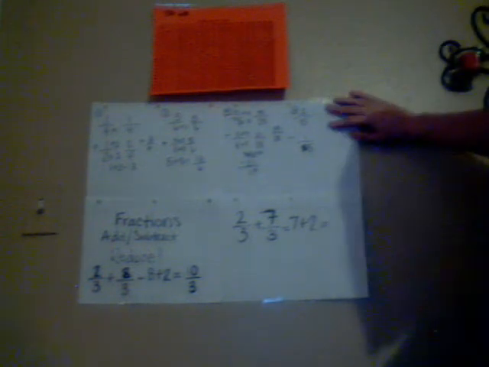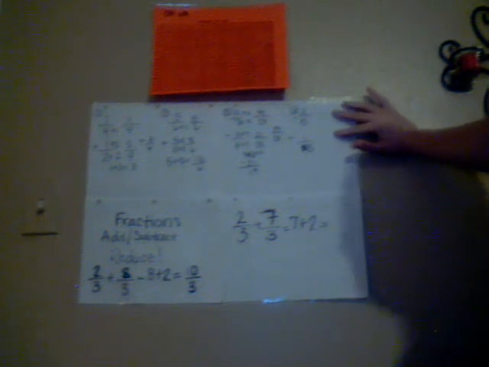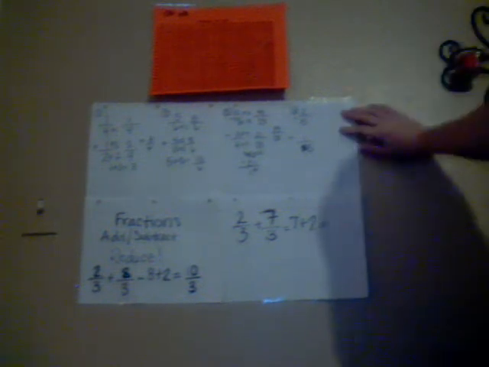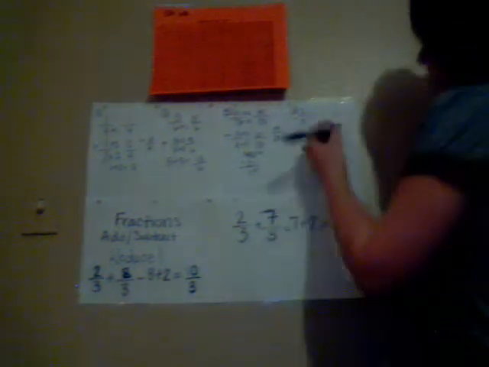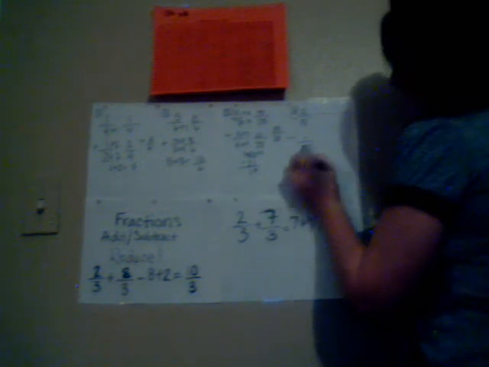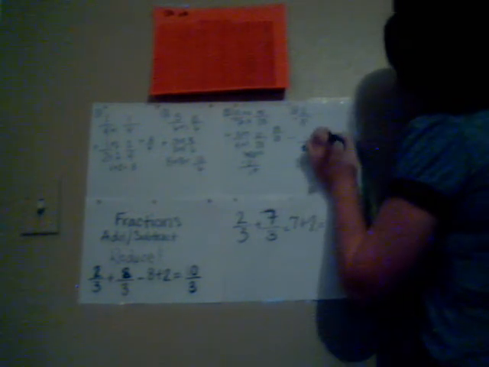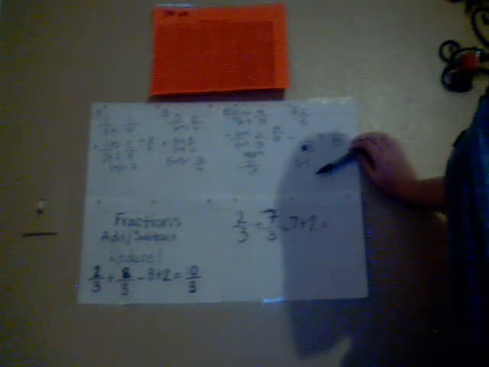Our next problem says 2/5 minus 1/5. We have to get a common denominator for this one? No, because it's the same. So we just do our subtraction. 2 minus 1. Our bottom number stays the same. 2 minus 1 is 1. So our answer is 1/5. Okay, I would usually have them do about 6 or 7 of these, but we're going to go on.